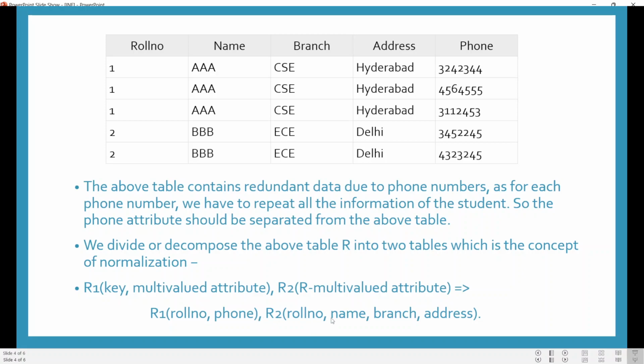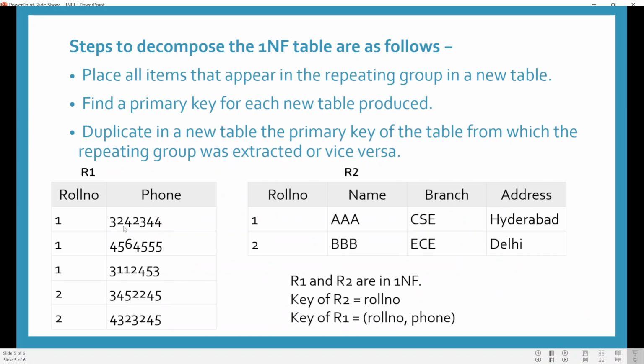Now let's see how it looks. In R1 we have roll number and phone number. In the second relation, we have all the attributes except the multi-valued attribute: roll number, name, branch and address. Now you see there are no repetitive values here. This is what we got after decomposing the original relation into two relations R1 and R2, where in R1 we can take roll number and phone as the key attribute, and in R2 we can take roll number as the key attribute.